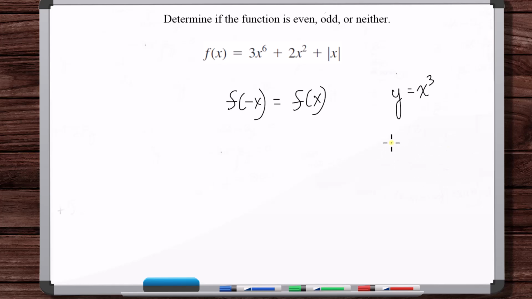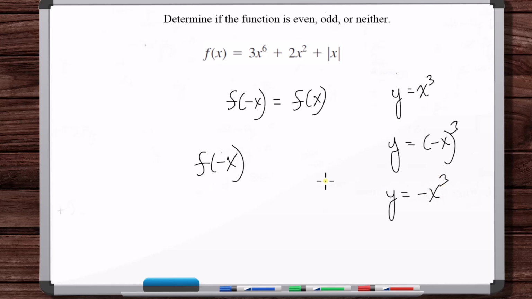This is an odd function. So you replace x with minus x. All right, f of minus x. Simplify. Okay, now we don't have the same equation back, so it's not an even function, but if we replace y with minus y, we do get the original equation back.